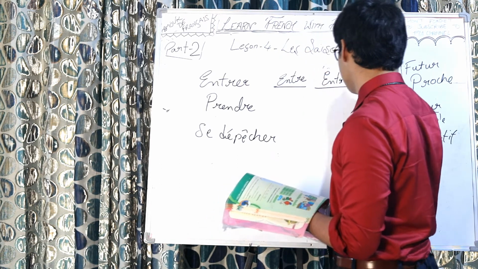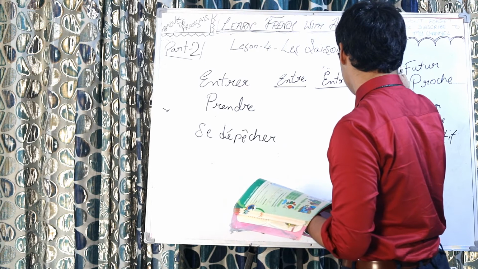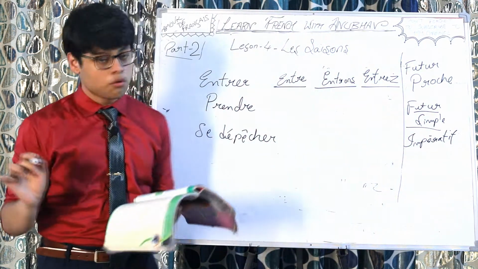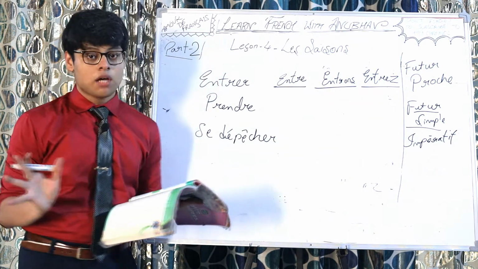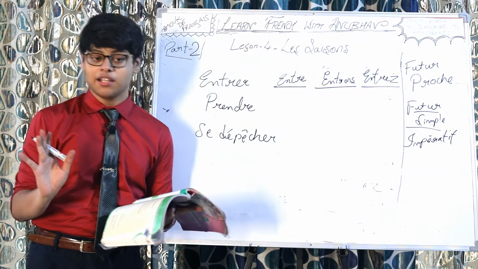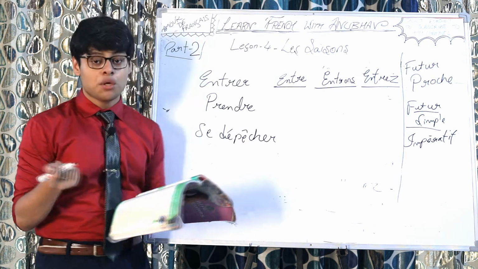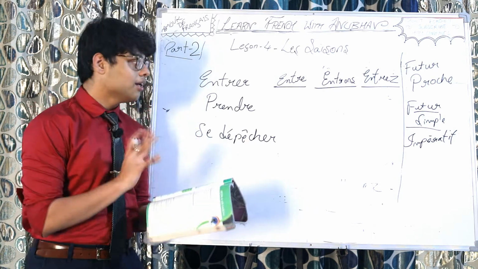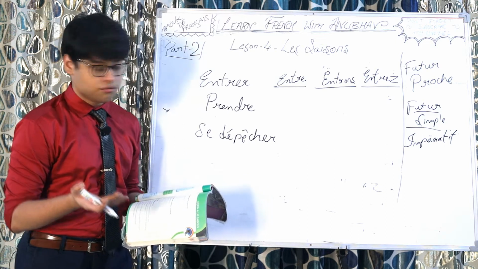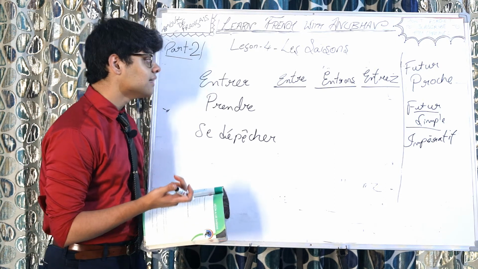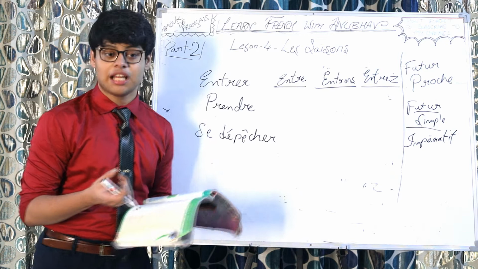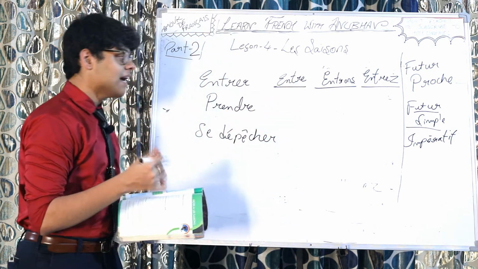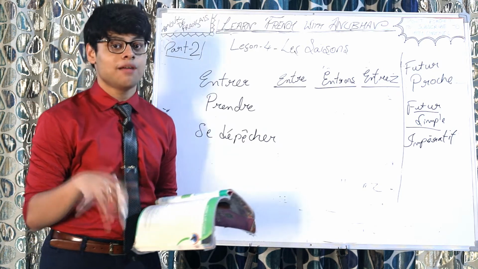Entre for nous, and entrez, E-N-T-R-E-Z for vous. I hope you remember one of the rules of imperative: when we conjugate tu, for the regular ones only, because there are some exceptions also. If it's a regular verb, then the s in the present tense conjugation gets removed. Hence, we have entre. Otherwise, it will be E-N-T-E-S if we conjugate it in the present tense.